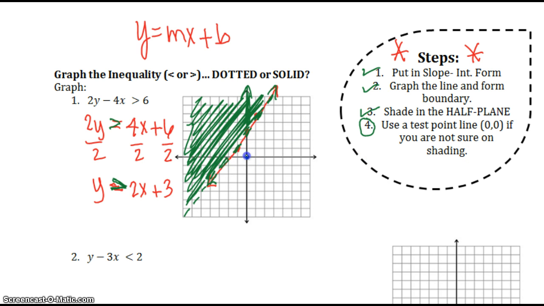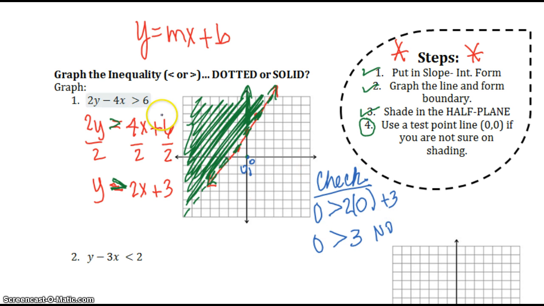So let's see, should 0, 0 be in our shading? According to my work, it should not be. So let's do our check over here to the side. If I plug it in either in my original problem or in my new equation, 0 is y and 0 is x. I'm checking this point 0, 0. Plus 3. Is 0 greater than 3? No. If I plugged it into the original, 2 times 0 minus 4 times 0, 0 is greater than 6. No.